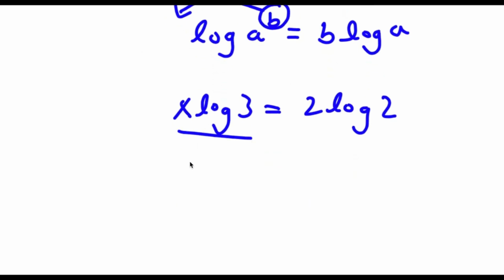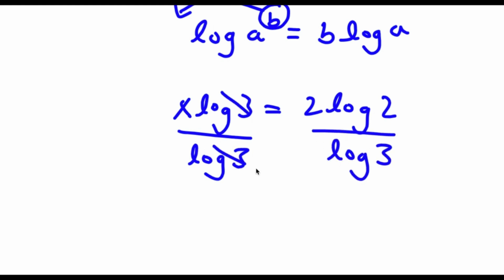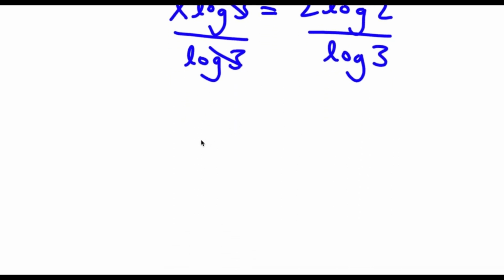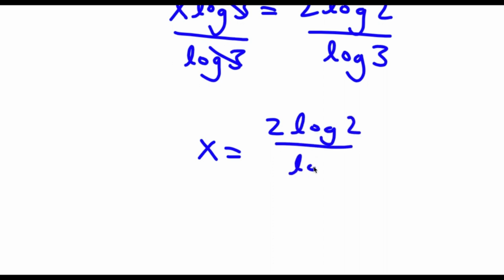Now I'm going to go ahead and divide both sides by log 3. So then these two cancel out, and now I'm going to be left with x is equal to 2 times log 2 over log 3.